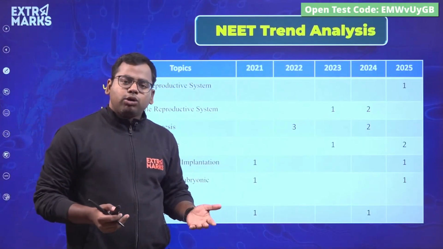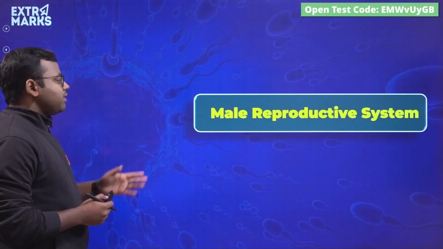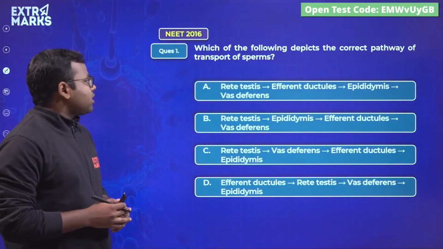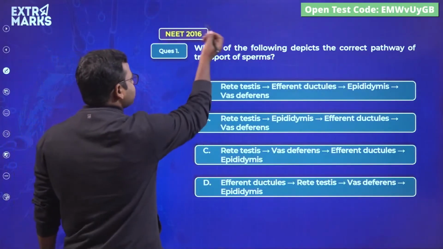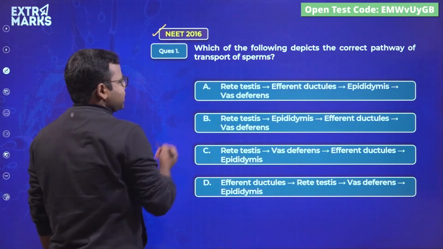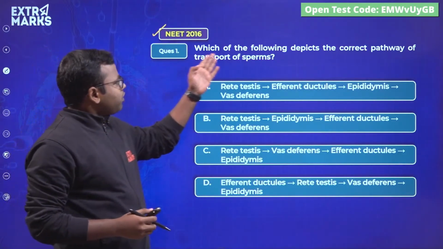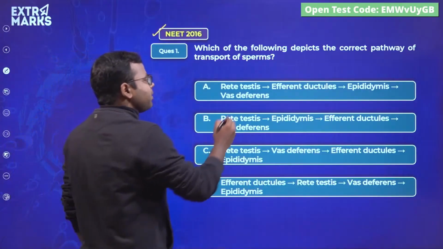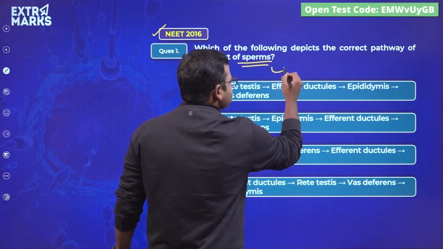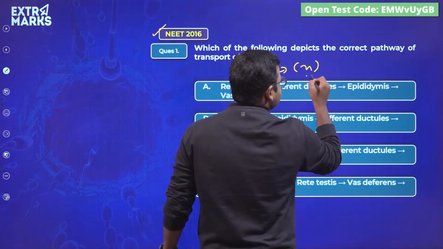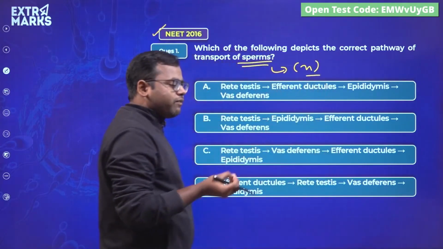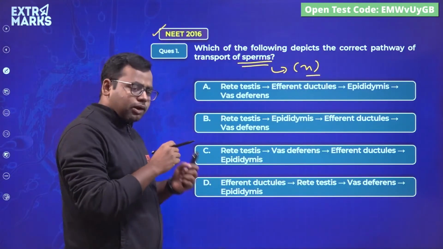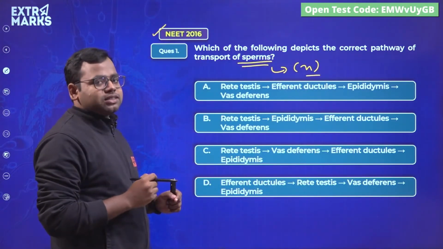Now let's practice all those questions one by one, starting with the first topic, male reproductive system. Champions, a question was asked in 2016. Which of the following depicts the correct pathway of the transport of sperm? Sperm is the male gamete, always haploid, isn't it? It is formed in the testes, and from there it passes to the outside. What is the correct path? This is being asked in the question.